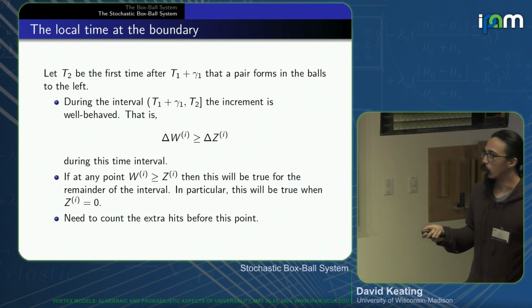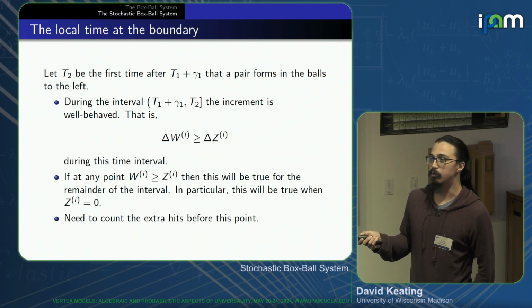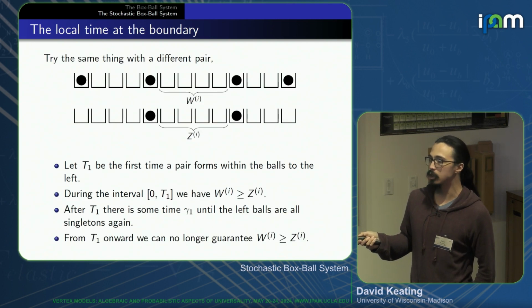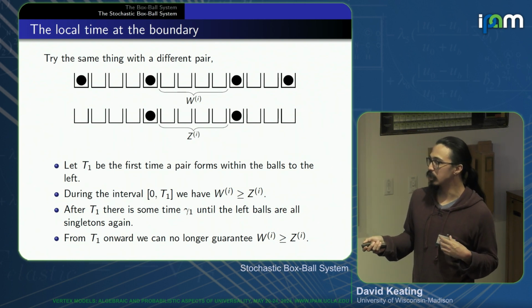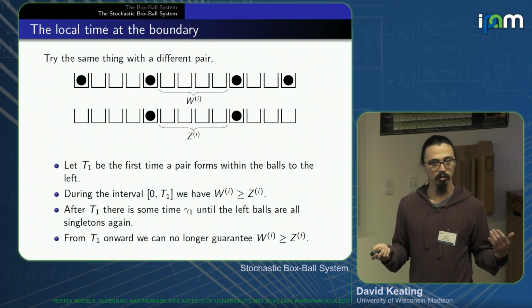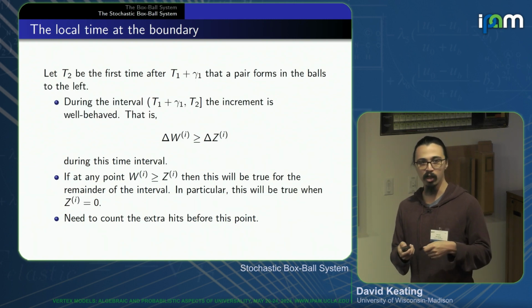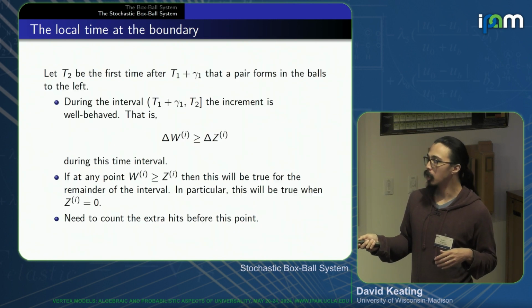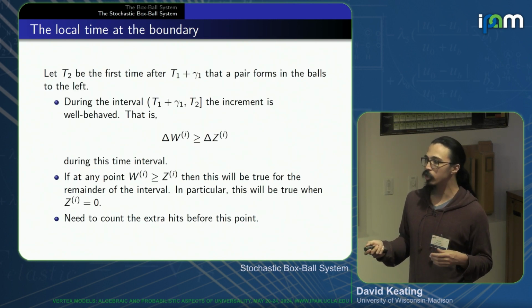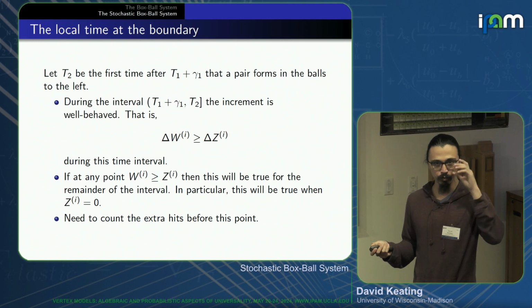Okay. So let's look at a next time T2. So we have some pairs forming on the left at time T1. They stay together up until T1 plus gamma 1. Then they break apart. And now at some time T2, they'll form pairs again. So we have another chunk of time where there are no pairs on the left. But now we don't know that Wi is greater than or equal to Zi because the pairs on the left previously could have messed up that domination.